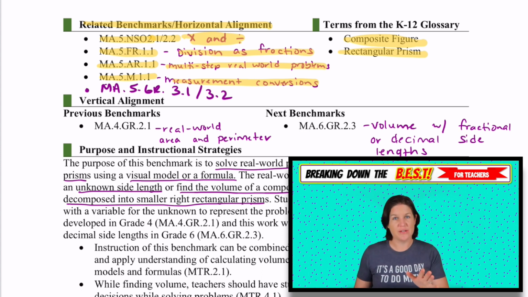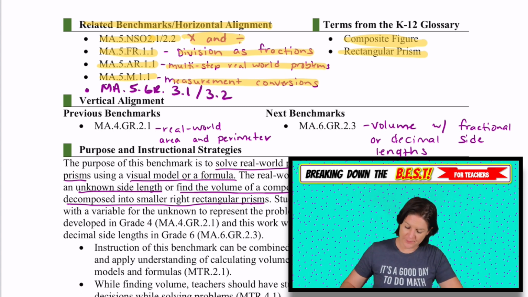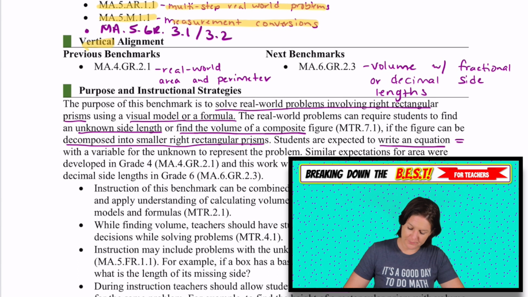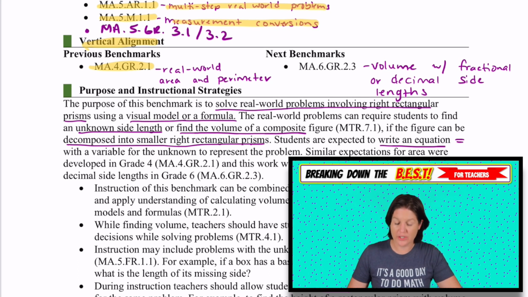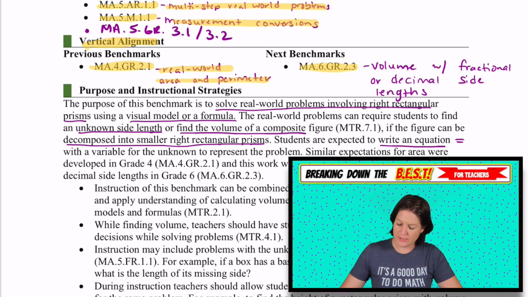of that. So if you're not sure what I mean, I'll show you in a second when we get to the resources what that looks like. Where are they coming from? In 4th grade, we had 4.GR.2.1. This was our real world area and perimeter, and now we're kind of creating that real world volume. And in 6th grade, students will be expected to find the volume with fractional or decimal side lengths.